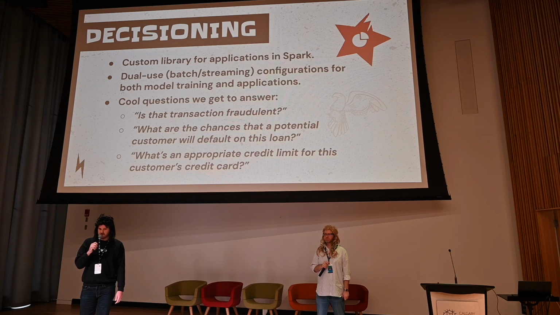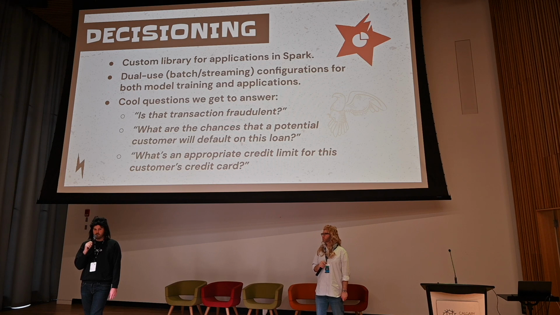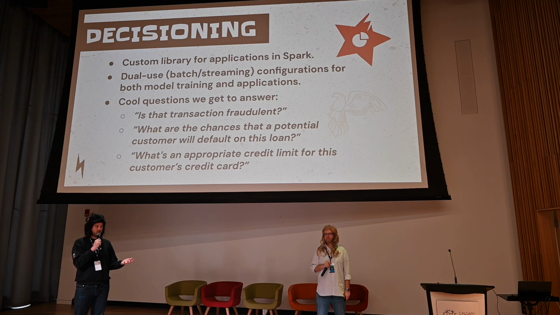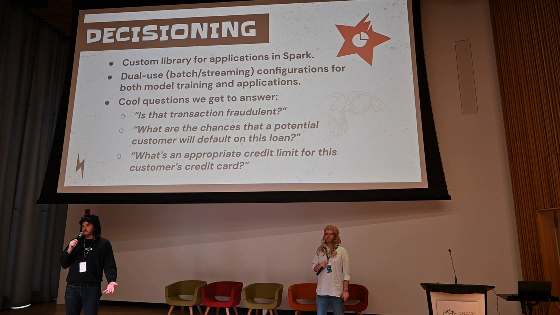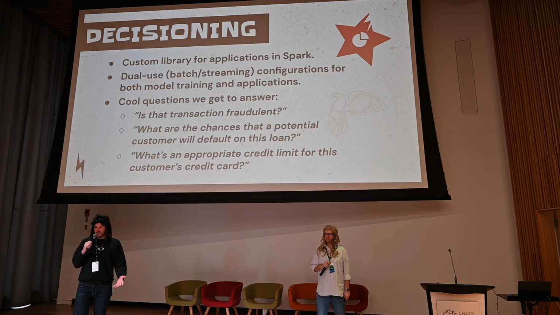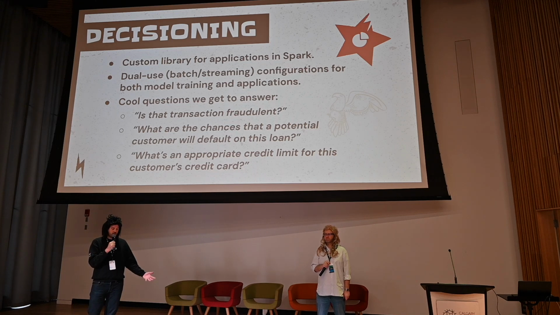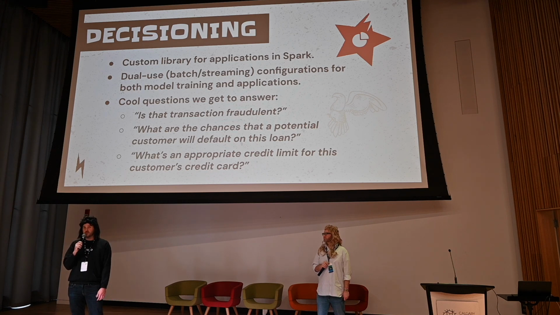Moving on, decisioning. This is kind of a cool space, but really, the point of this slide is to talk about the ways that we handle the various questions that we get and when real-time decisions need to be made. And there's a lot of these. I listed 3 because it's easier just to talk about the same things, but is this transaction fraudulent? What are the chances that a potential customer is going to default on this loan if I offer it to them? And what's an appropriate credit limit for this customer's credit card?